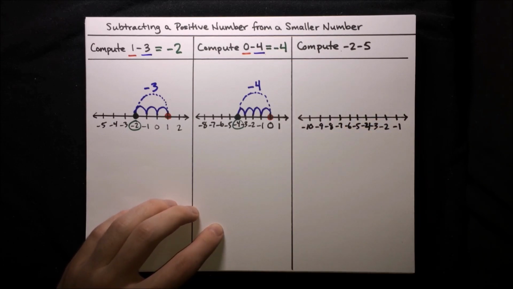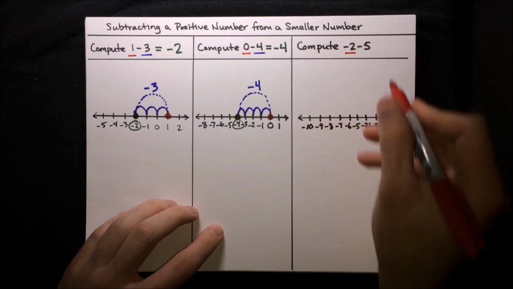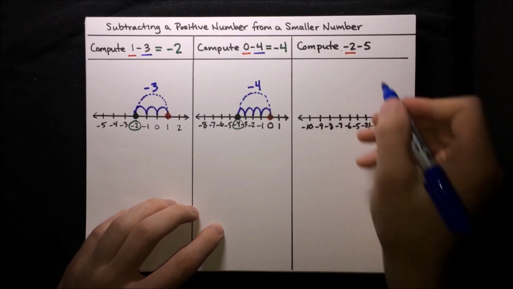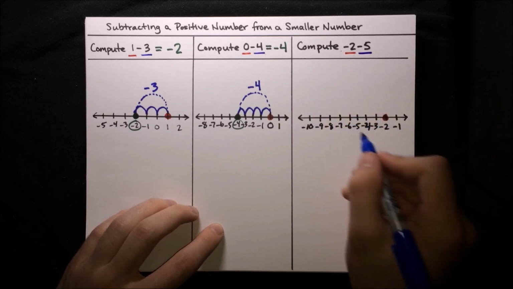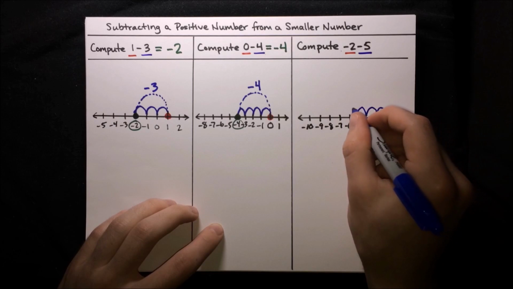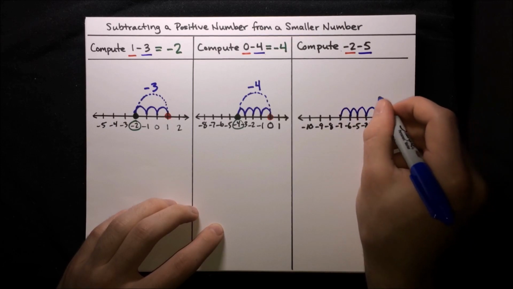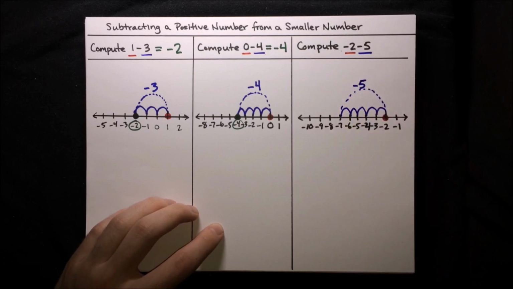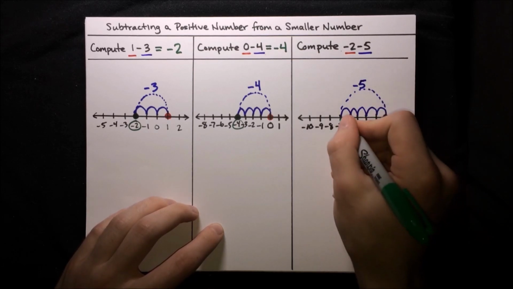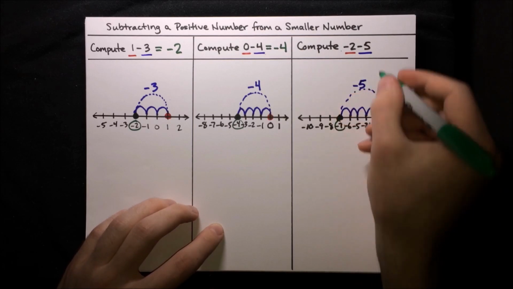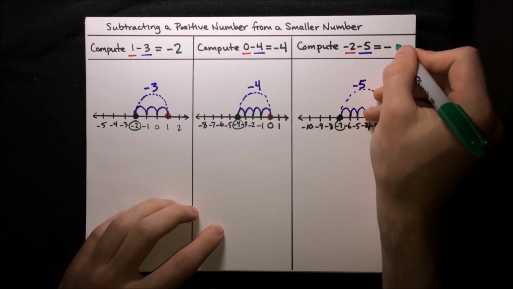Okay, and where are we starting? We're starting at negative 2, so put a dot there. How many jumps are we making? We're making 5 jumps in the negative direction. So go 1, 2, 3, 4, 5. That's a single jump of negative 5 if you put all of them together. And then where did we land? We landed right here, which is negative 7. So negative 2 minus 5 is just negative 7.